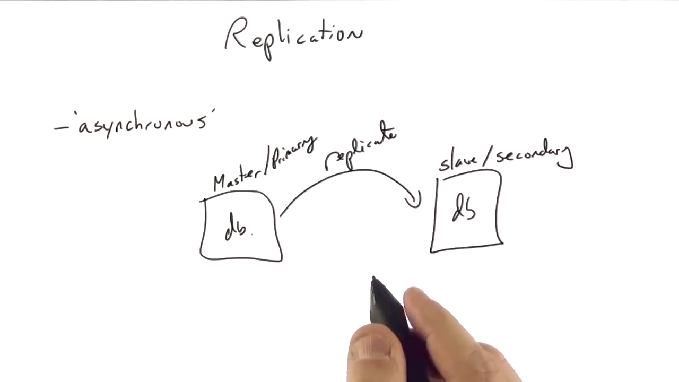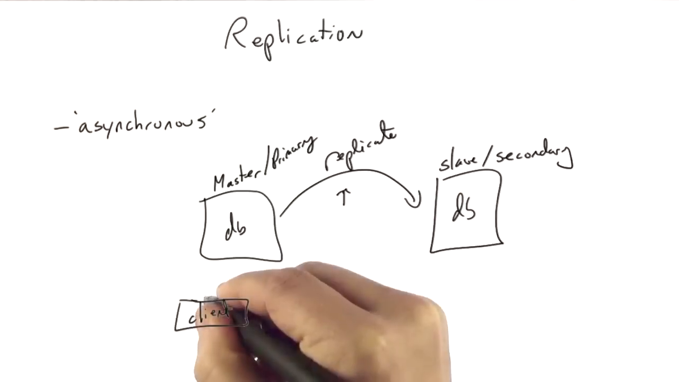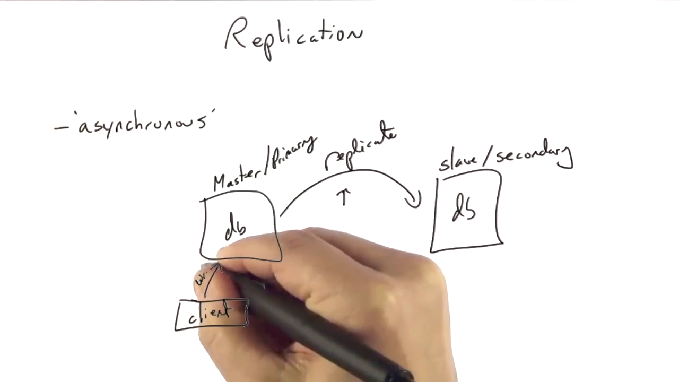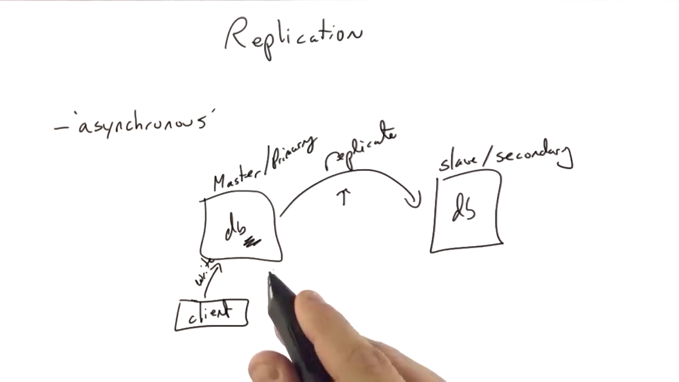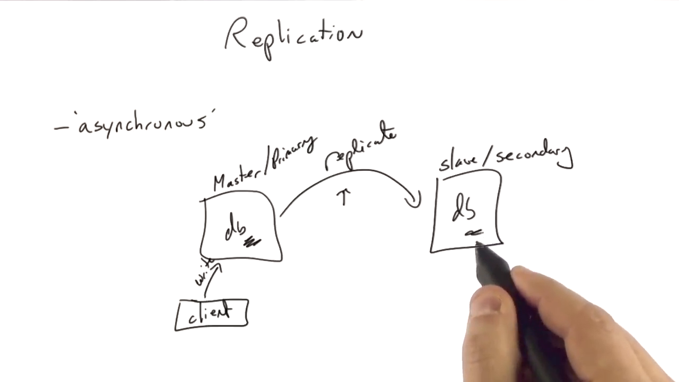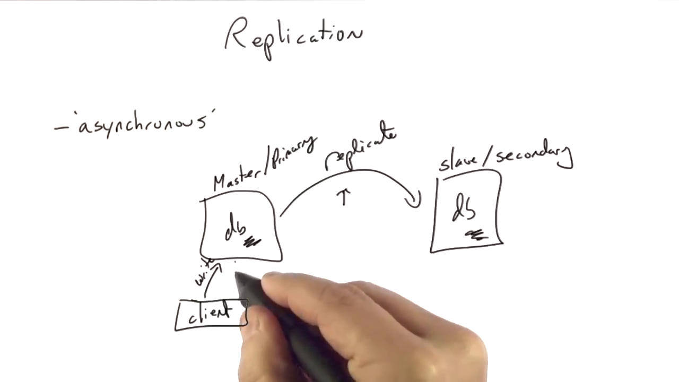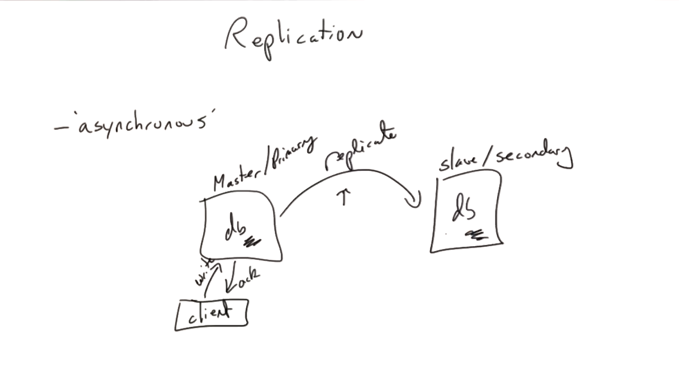It's common that this replication be asynchronous, which means I have some client here. Client does a write to this database. The write's committed here, and it's going to take some time to get over the network over to here and get processed and committed over here, right? So in fact, I can get an acknowledgement back here before the replication actually has occurred.